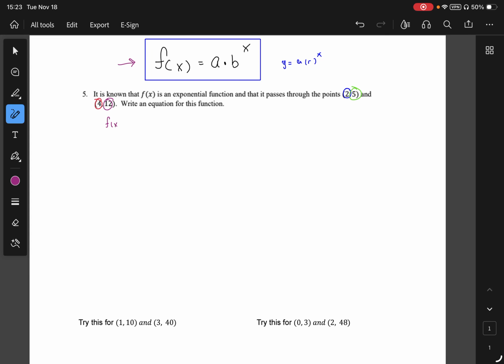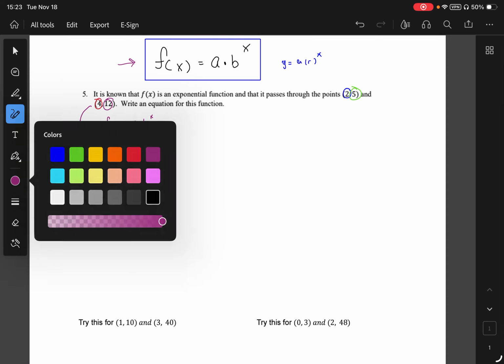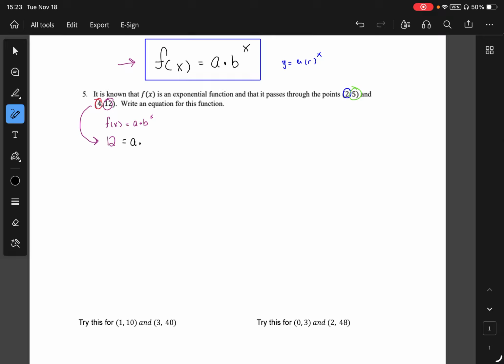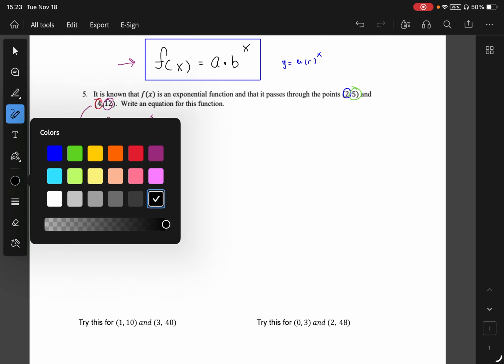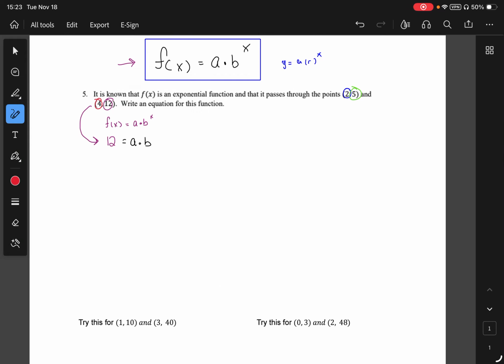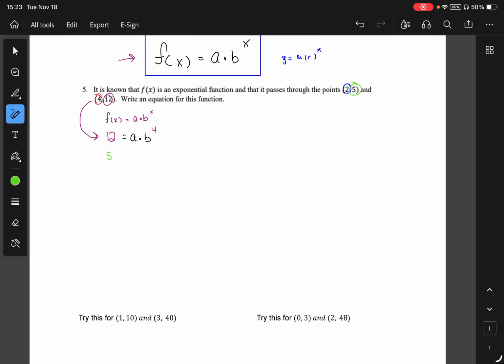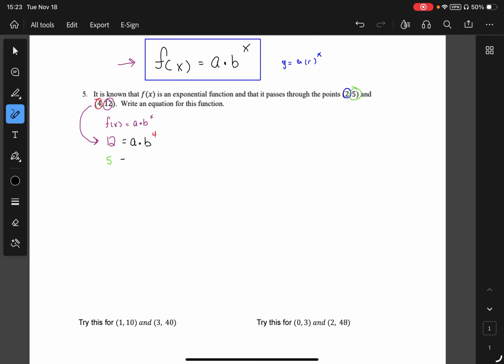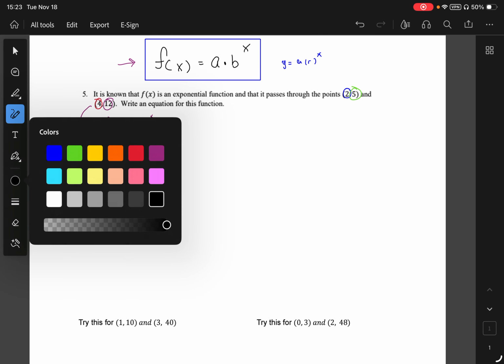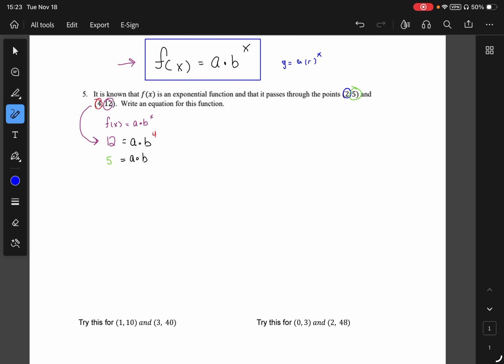So what this looks like is if we take this equation, f of x equals a times b to the x, well, if we use this point for 12, we know what our f of x is. That's 12. We don't know what our a or our b are yet, so we're just going to leave it as a times b, and we know what our x is. That's 4. So now we're going to do the same thing to the other point, 2, 5. So our f of x is 5, and our a we don't know, and our b we don't know, but our x we know is 2.